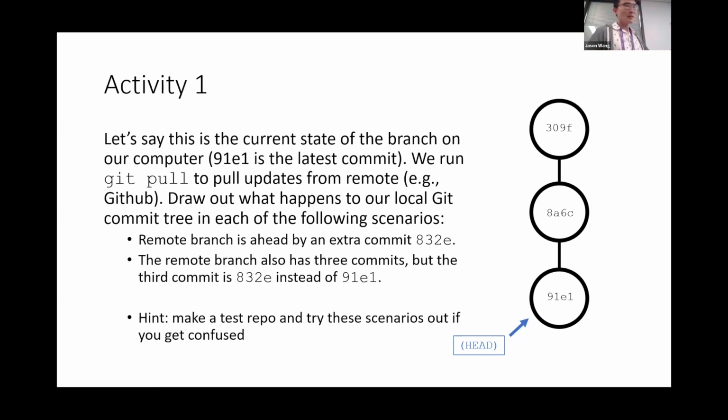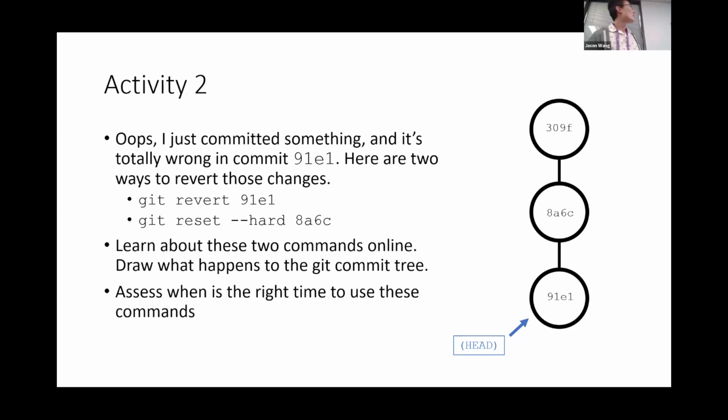And then if you can finish this, we also have a second activity where, oops, I totally committed something wrong at 91E1. I want to revert those changes. And there's 2 ways I've listed here to revert changes. You can do a git revert 91E1 or a git reset --hard 886C. So learn about these 2 commands online and try to figure out what happens to the commit tree when you draw each of those 2 situations.